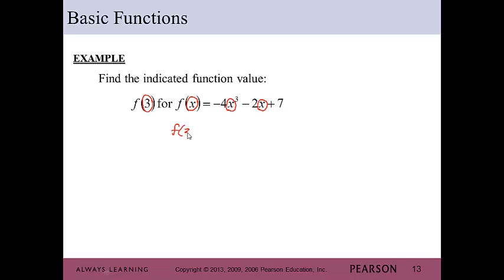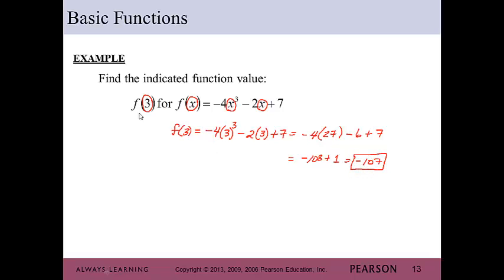So f of 3 is going to be negative 4 times 3 raised to the third power, minus 2 times 3 plus 7. So what is that? That is negative 4 times 27 minus 6 plus 7, which should come out to be negative 107. So notice what is different inside the parentheses? The 3. So what are you going to do with the x? Everywhere you see an x, you're going to replace it and put 3.